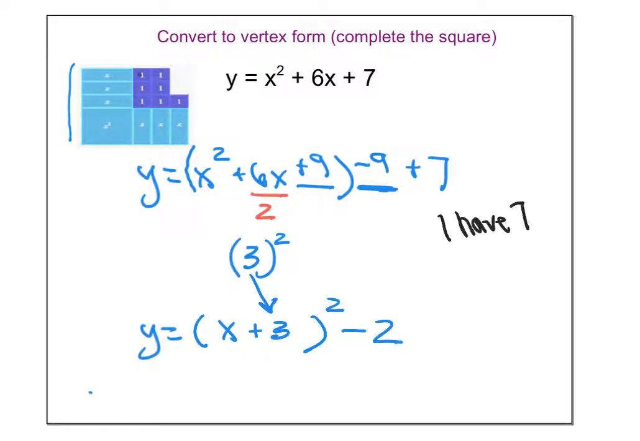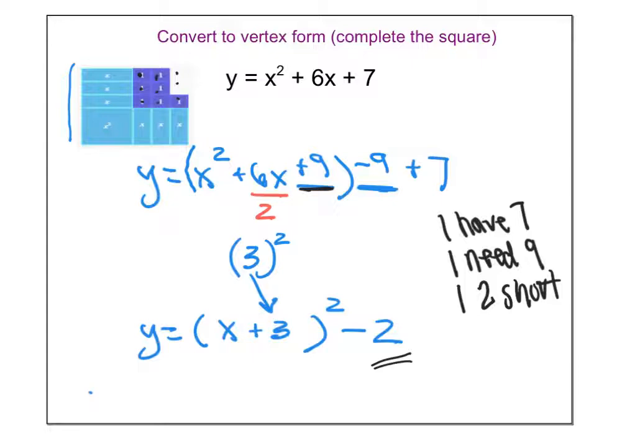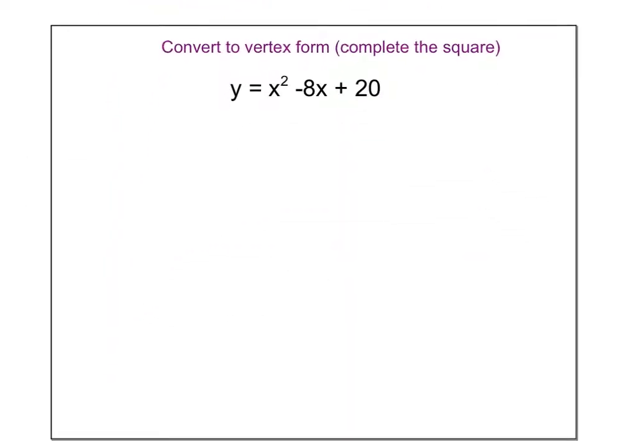I think of this a little bit as, I have 7. I had 1, 2, 3, 4, 5, 6, 7 of those little squares. I needed 9 to make my square. You can see that right here. We needed 9. I am 2 short. I needed 2 more to fill that square, so that's where that negative 2 came from. So standard form to vertex form, y equals x squared plus 6x plus 7, and y equals the quantity of x plus 3 squared minus 2 are the same parabola. Oh, I keep doing that. I'm sorry. Let's try another one.